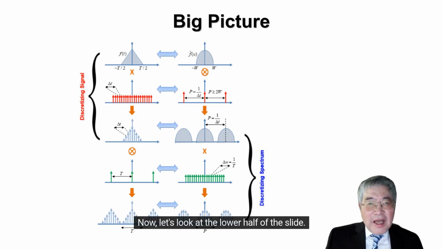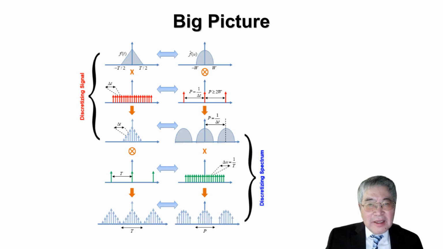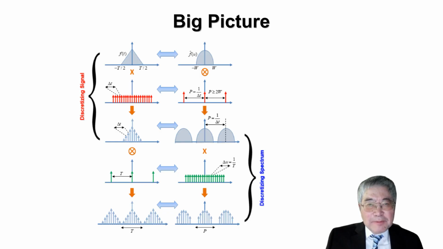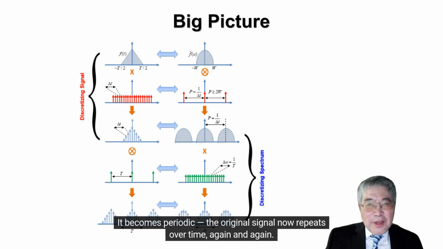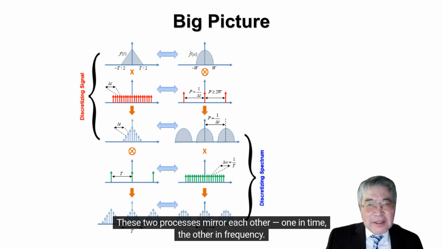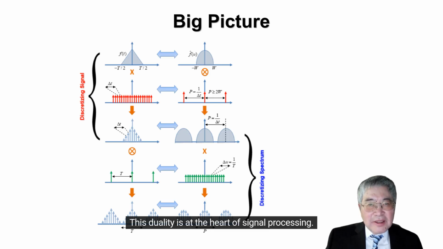Now let's look at the lower half of the slide. Here we're sampling in the frequency domain instead. That's shown by the green comb, regularly spaced frequency spikes. What happens to this signal in the time domain? It becomes periodic. The original signal now repeats over time again and again. So the big idea is this. Sampling in time causes replication in frequency. Sampling in frequency causes repetition in time. These two processes mirror each other, one in time, the other in frequency. This duality is at the heart of signal processing.